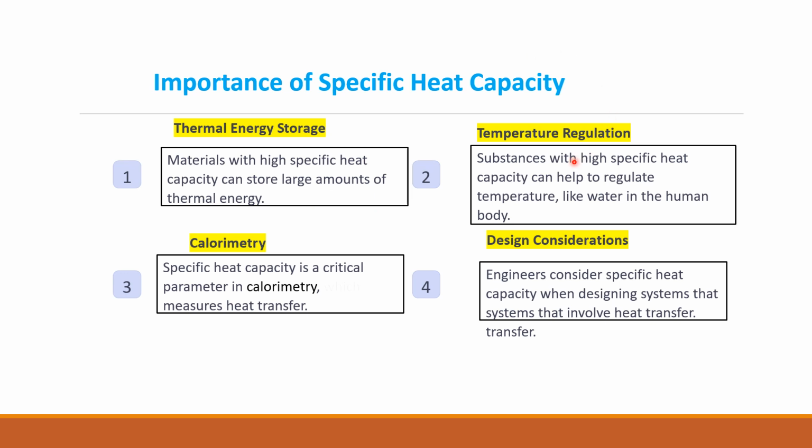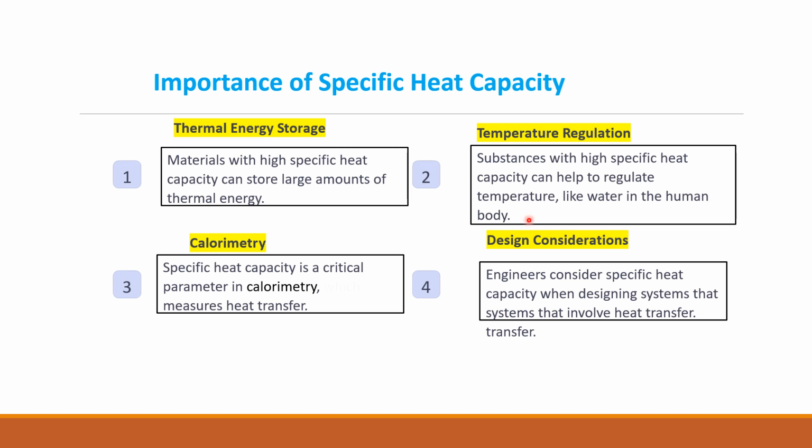Then next is temperature regulation. A substance with high specific heat capacity can help to regulate the temperature, like water in the human body. In the human body, our body temperature is regulated by the water.